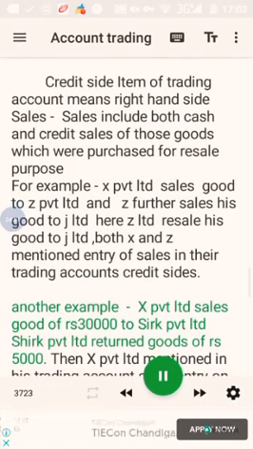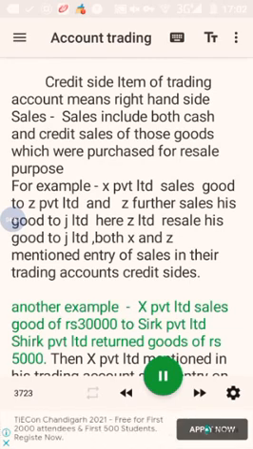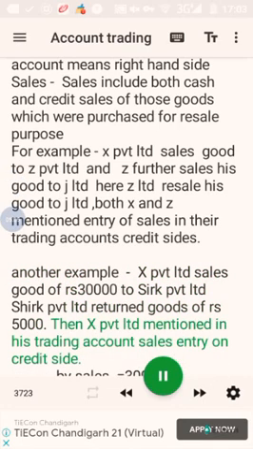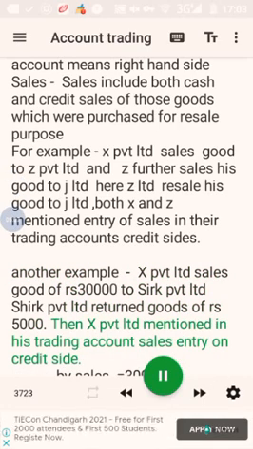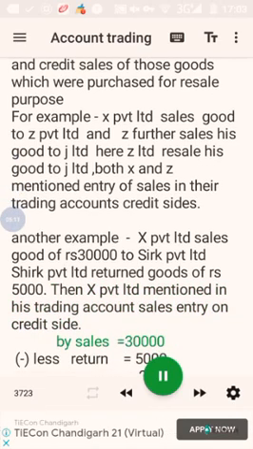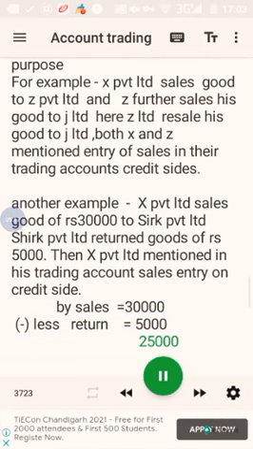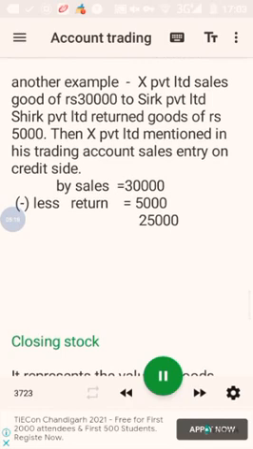Another example: X Private Limited sells goods of 30,000 rupees to Zirk Private Limited. Zirk Private Limited returned goods of 5,000 rupees. Then X Private Limited mentions in its trading account the sales entry on the credit side: by sales 30,000, less return 5,000, equals 25,000.